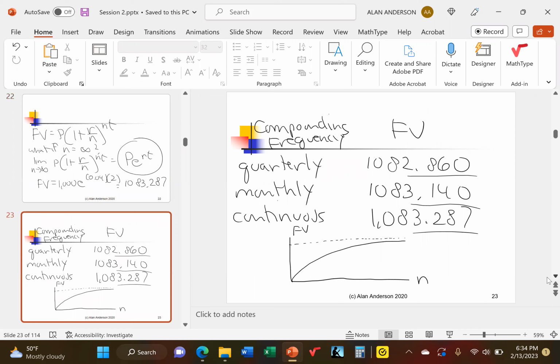What this chart is telling us is that if you keep increasing the compounding frequency, the future value will grow, but fairly slowly. First, it rises very quickly, and then it levels off, and eventually it reaches that limiting case, which is continuous compounding.